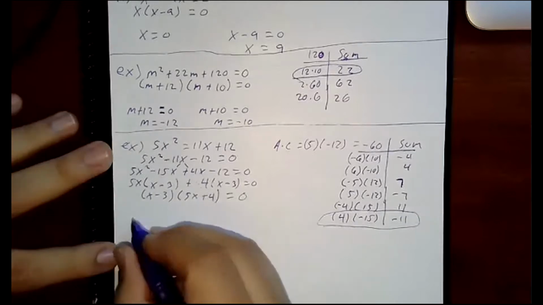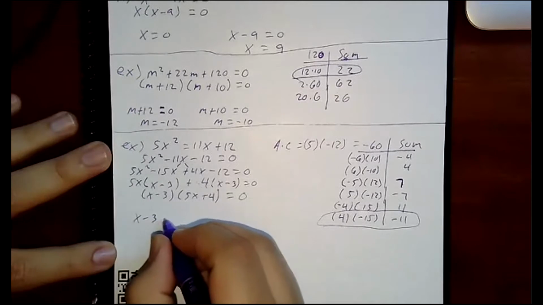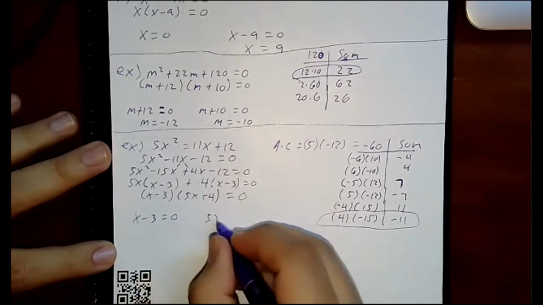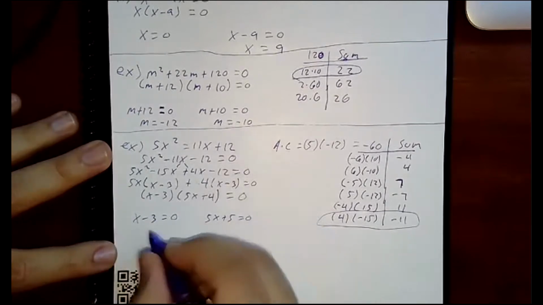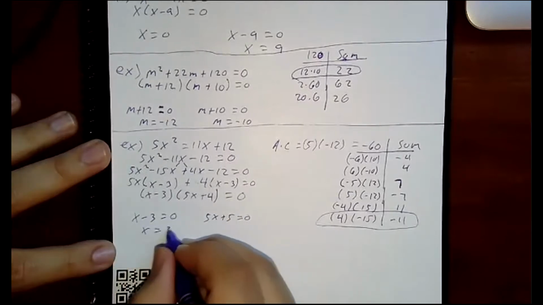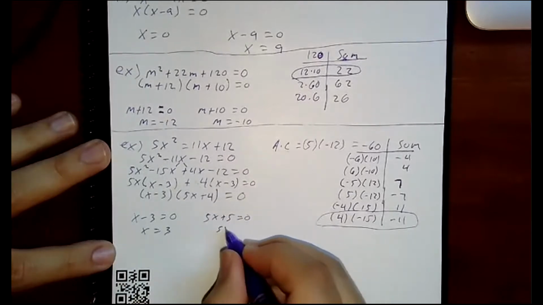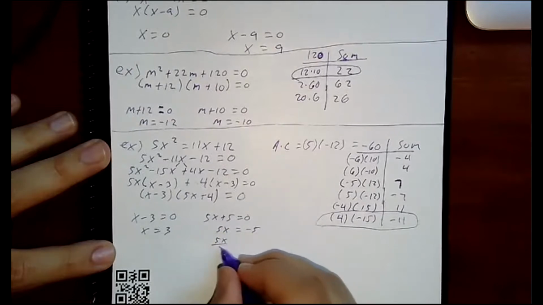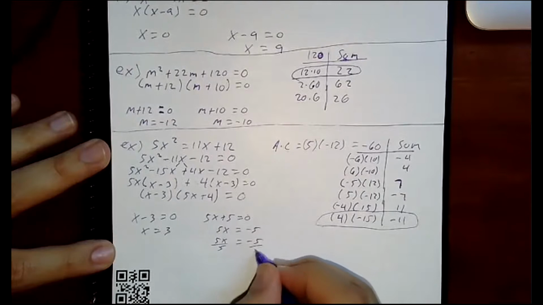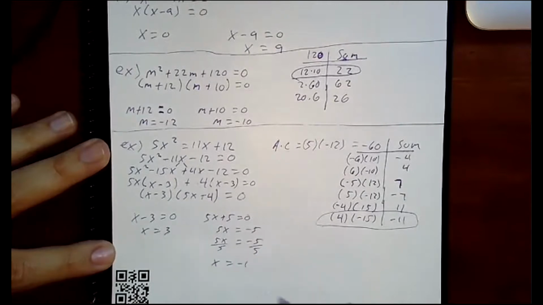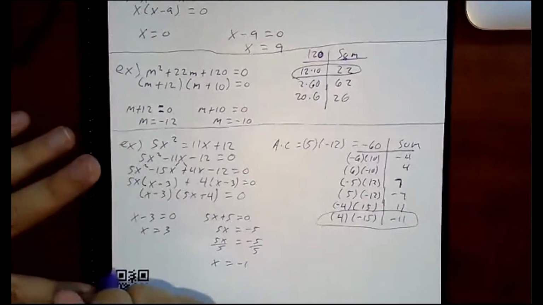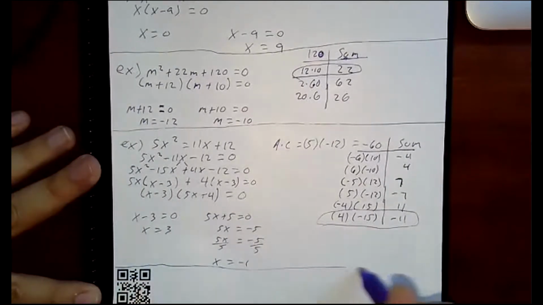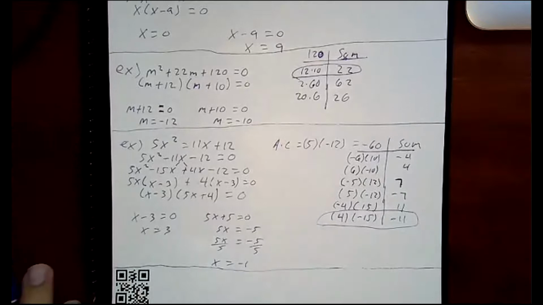Okay. So then once it's factored, set it equal to 0. Add the 3 over. This guy will take a couple steps. Subtract the 5, then divide by 5. So x will be -1. So our two answers are 3 and -1. We won't always have two answers. It could just be one or none, depending on what's going on.